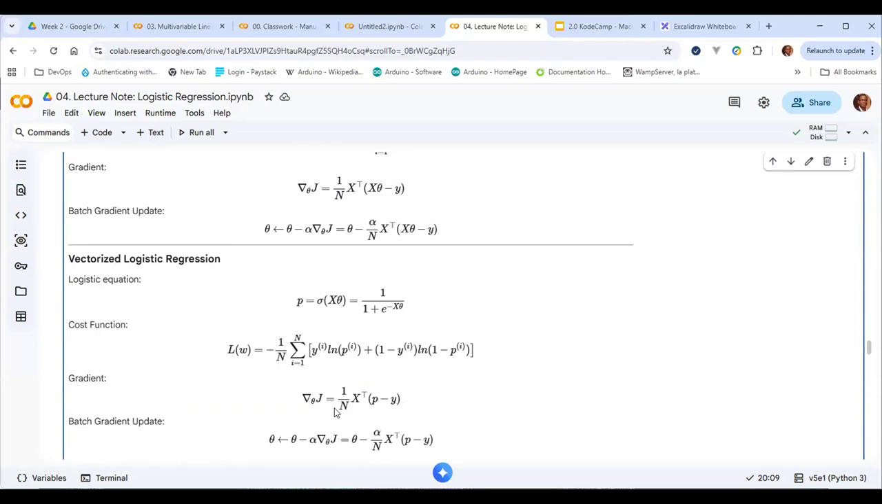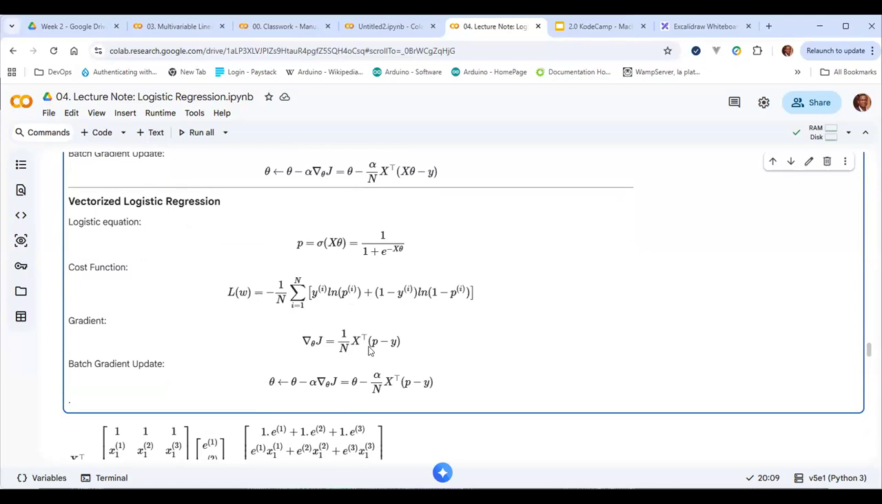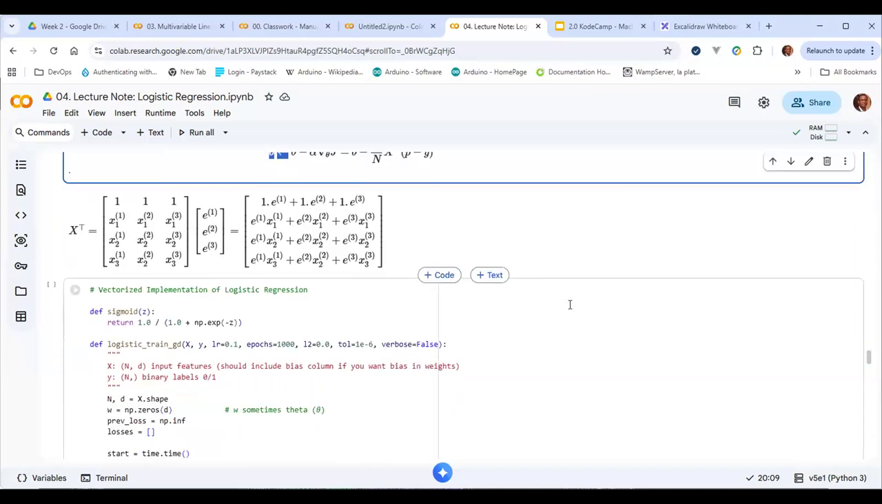The gradient is exactly the same. It is a residual times x transpose, the mean of that. So the gradients are the same, both for linear and logistic regression. And the update is also exactly the same. You just take the gradient, multiply by the learning rate, subtract it from the previous parameter, and use it to update the new parameter.